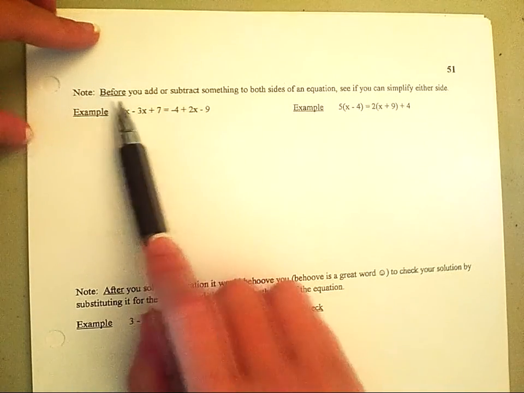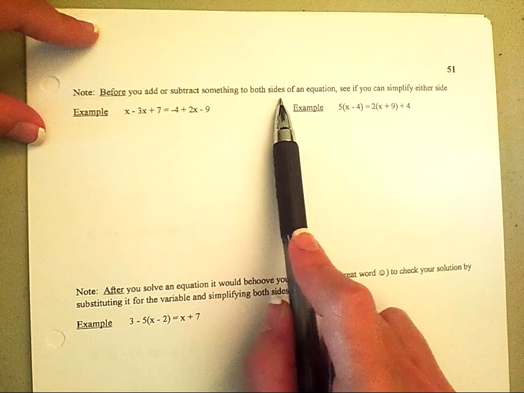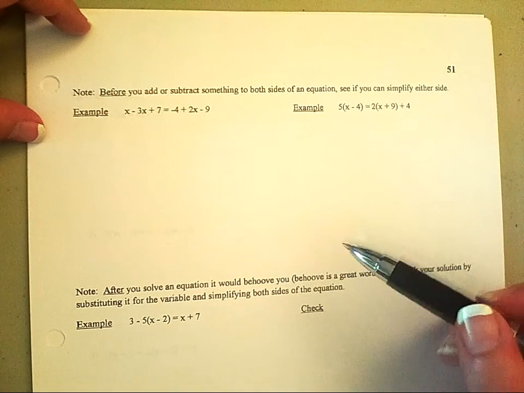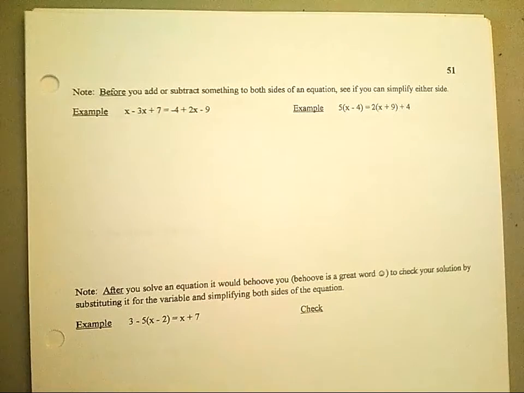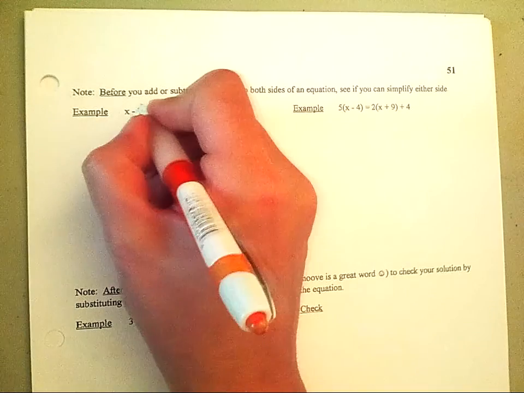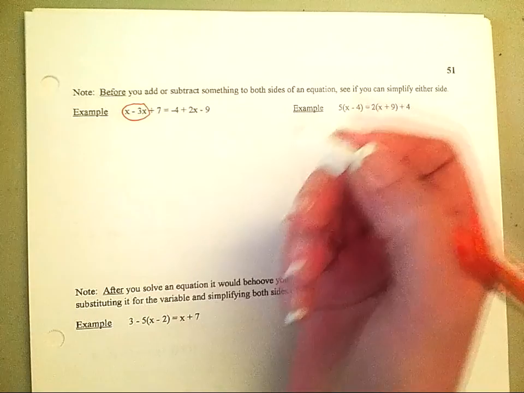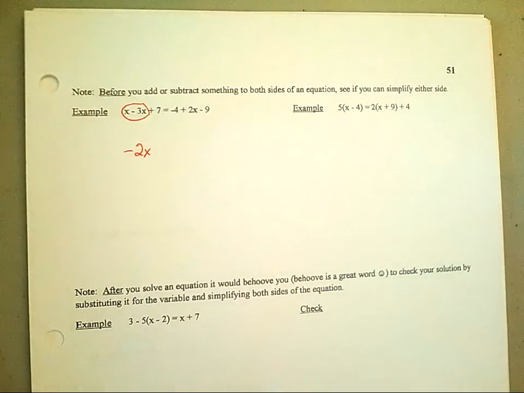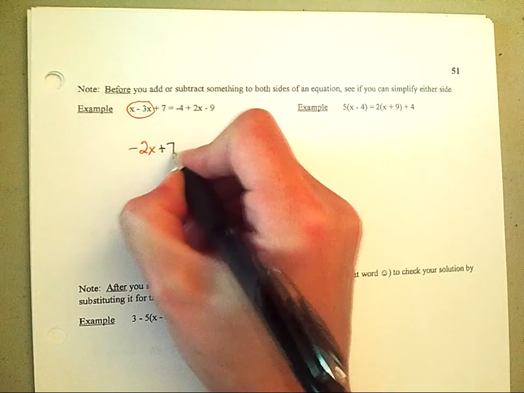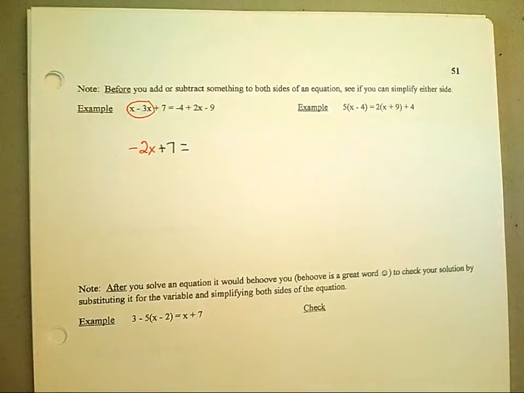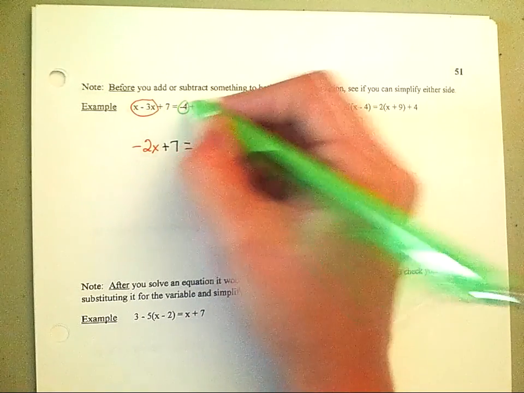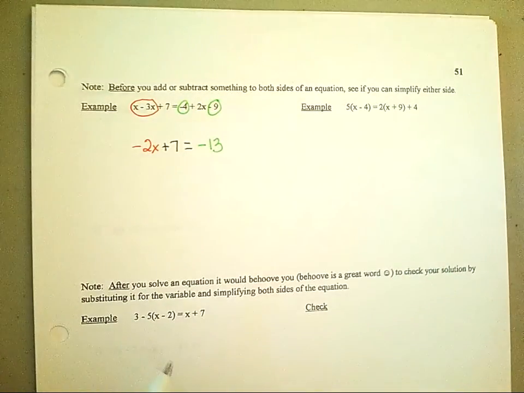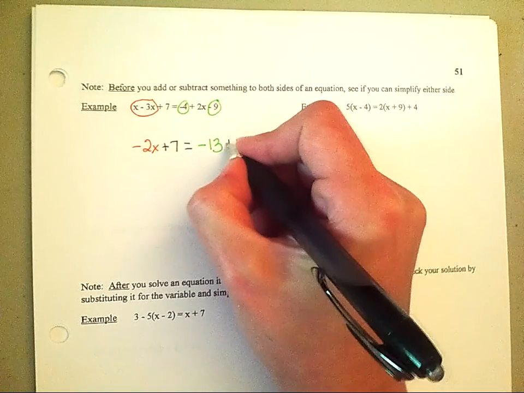And the important thing to note is before we start adding and subtracting everything, let's simplify either side. So for example, on this side, I have x minus 3x. That will combine to become negative 2x. Then plus 7. And on this side, I have negative 4 minus 9. I can combine those like terms to negative 13 plus 2x.